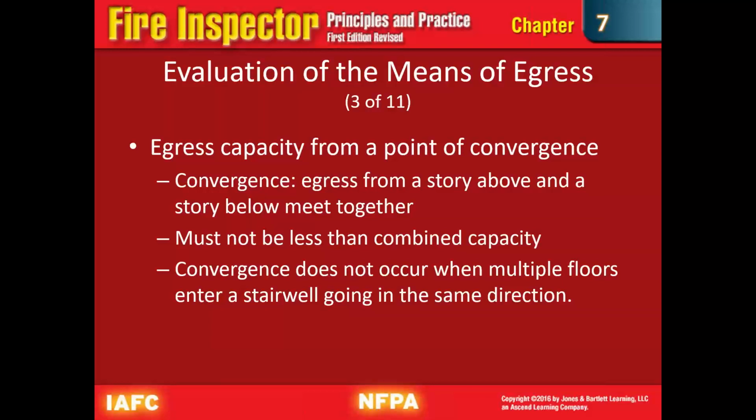All right, egress capacity from a point of convergence, and that's where you have a story above and a story below meeting together, and it cannot be less than the combined capacity. Now, a convergence does not occur when multiple floors enter a stairwell going in the same direction.